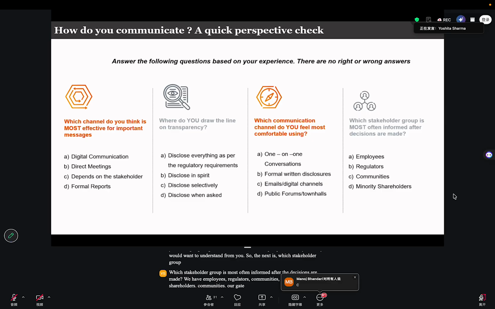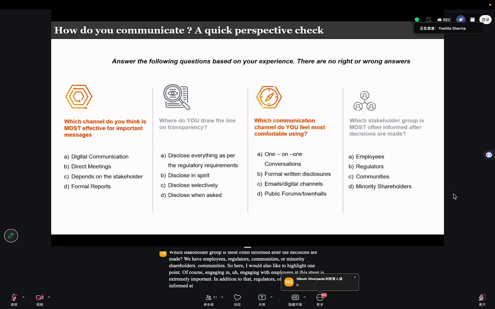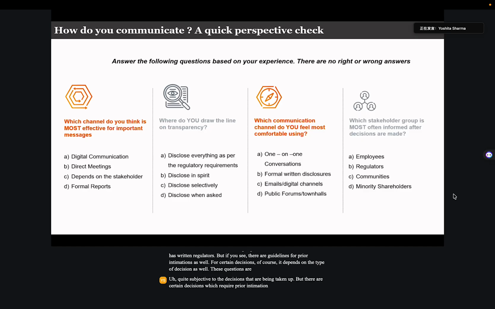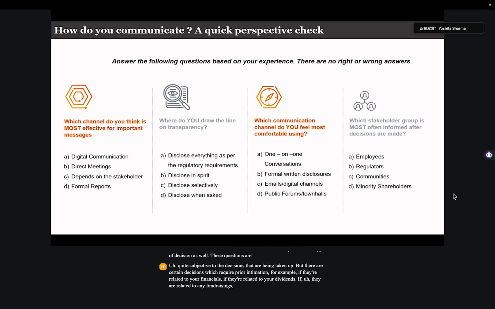All right. So here I would also like to highlight one point. Of course, engaging with employees at this stage is extremely important. In addition to that, regulators are not informed last. Someone in the chat has written regulators, but there are guidelines for prior intimations for certain decisions. Of course, it depends on the type of decision. There are certain decisions which require prior intimation, for example if they're related to your financials, your dividends, or any fundraisings. So in such cases, these are also important.